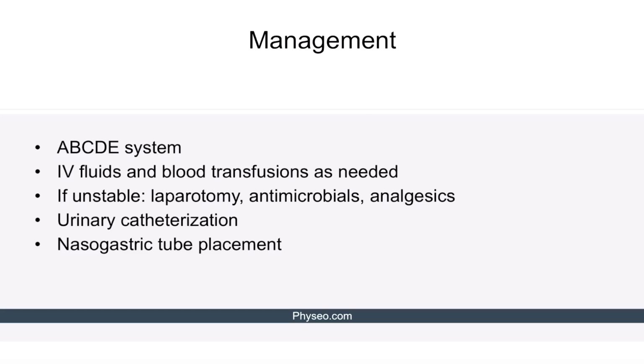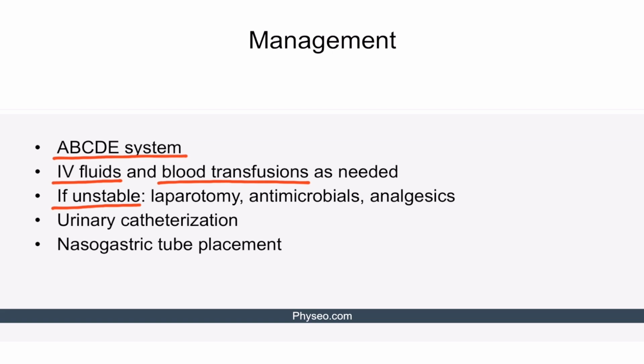Lastly, let's cover the management of penetrating abdominal trauma. As with any trauma, you start with assessment by the ABCDE system. If the patient is found to be hemodynamically unstable during the primary survey, one can give IV fluids and blood transfusion as needed. If the patient is unstable, emergent laparotomy along with antimicrobials and analgesics are recommended.